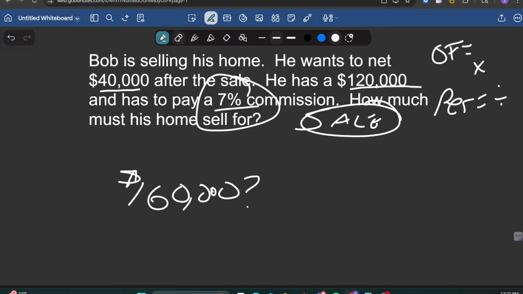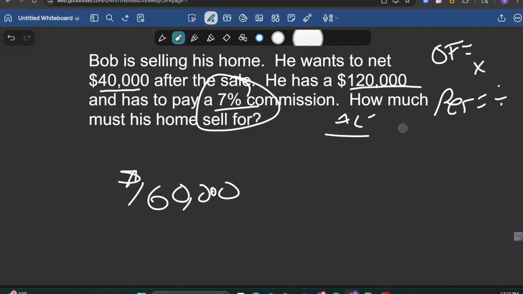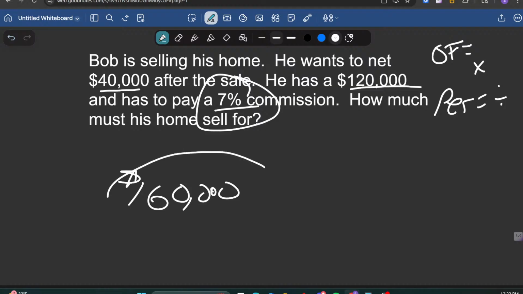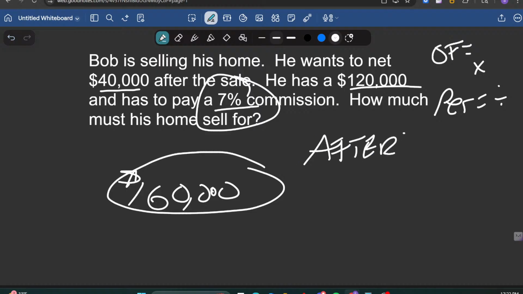So now we have to think to ourselves, if that's not the sale price, how do we get the sale price? So would we not agree on this? I'm going to show you something that might be difficult for you to understand. However, I'm going to try to explain it. So wouldn't that be how much he has to make after paying a 7% commission? Yeah, absolutely, 100%. This would be what he needs to make after paying a 7% commission.